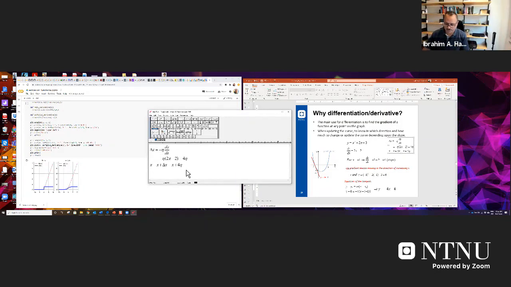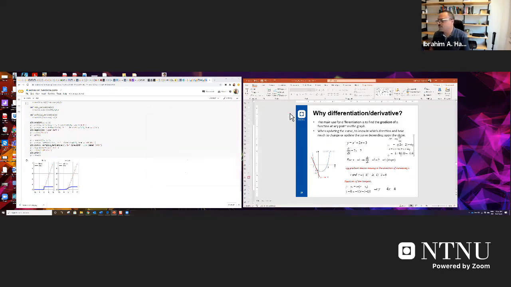So x will be -1, right? -1 plus 4 times 0.1, if it is 0.1. So finally, this one will be minus 4.6, correct? So this is the gradient descent.